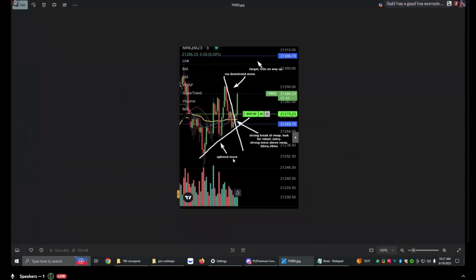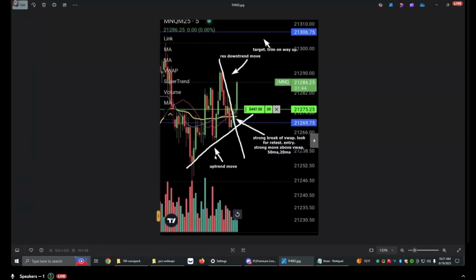Okay, this is kind of a crappy picture only because I did this on my phone. It was nighttime, probably like 10 p.m. or something, and I was just randomly watching the market, and I saw an opportunity here.